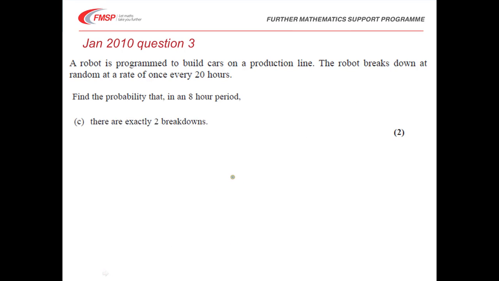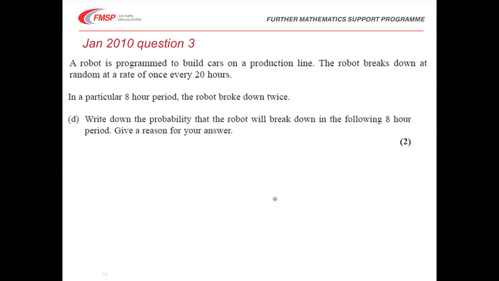Again, find the probability that in an 8-hour period there are exactly 2 breakdowns. So this is going to be now the probability that y is equal to 2. So this is quite nice. This is going to be e to the power of minus 0.4 times by 0.4 squared divided by 2 factorial. So you get 1 mark for applying the formula correctly, and then of course you're going to get your second mark, your accuracy mark, for getting the correct answer. And again, don't forget the general rubric is 3 significant figures or better, unless stated otherwise.